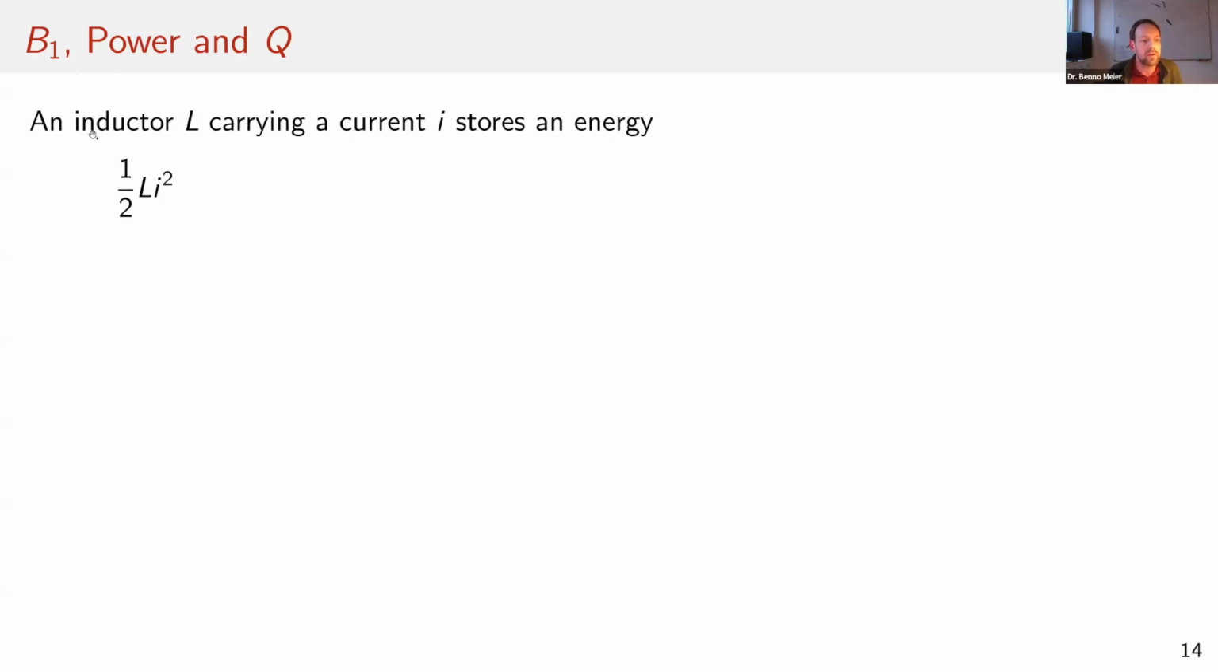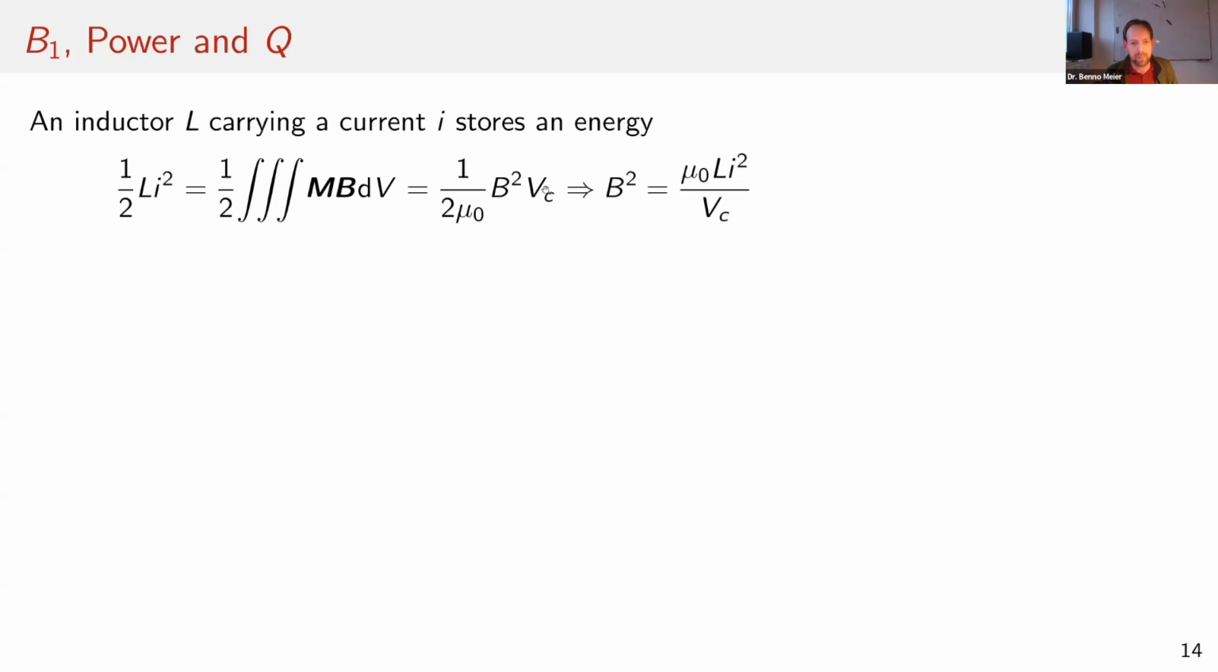Okay, but now, let's get rid of the current here. So if we have an inductor or coil, the NMR coil is an inductor L, and we have current running through it, then that stores energy, which is 1/2 times L times I squared. Okay, now that energy is really the energy of the field, and this I can write again as this integral. And now if again I assume that my field is confined to the coil volume, then I can just say, okay, this is the magnetic field squared times the coil volume.